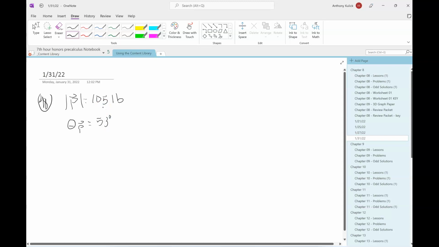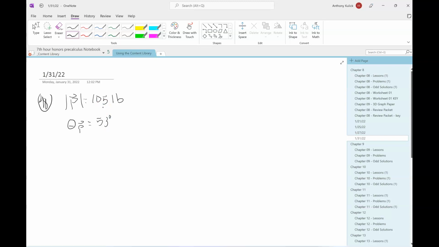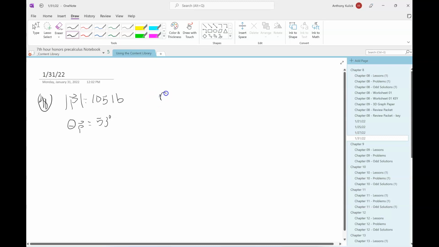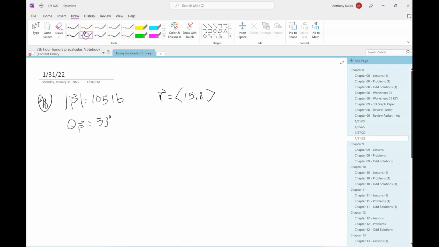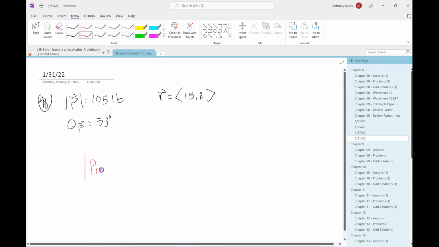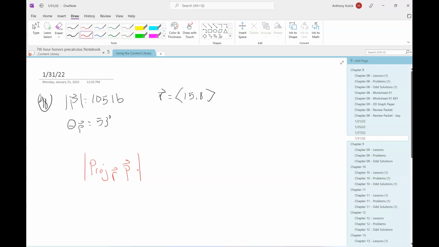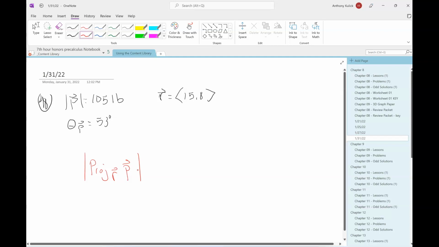It says the ramp is 15 feet long and 8 feet tall. What is that telling us? That's the component form for the ramp. What is the amount of force being directed up the ramp? So what are we looking for then? The magnitude of the projection of the pull onto the ramp is what we're searching for. Everybody okay with the setup there? Okay.